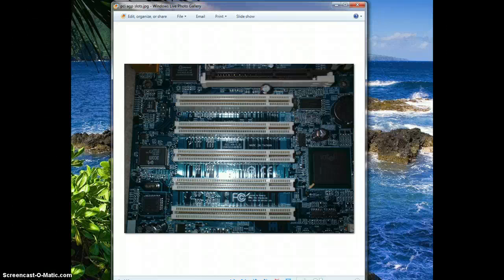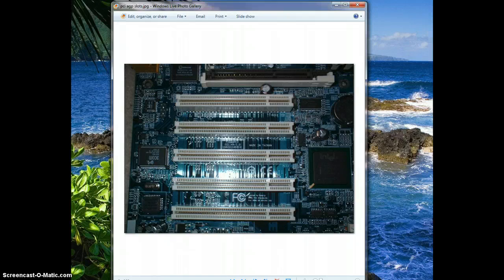Here we have a picture of a system board that has 5 PCI slots and 1 AGP slot. The biggest difference between AGP and PCI graphics cards is that AGP cards can access the system memory to help with complex operations such as textured mapping.